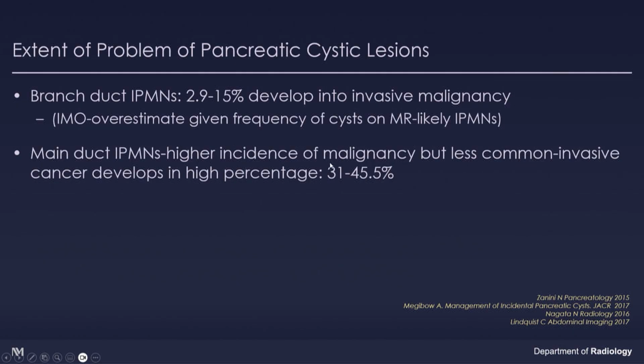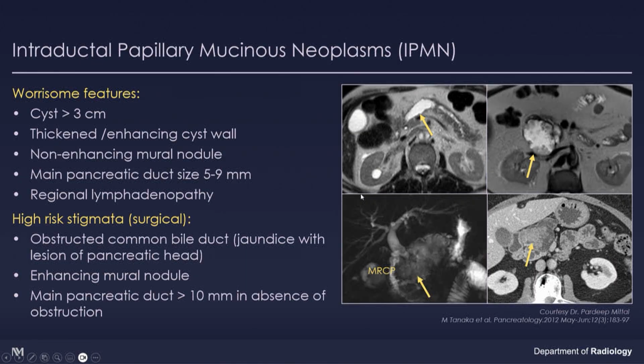What's the extent of the problem? Well, if you read the literature, and these figures may be even too high, branch duct anywhere from 3 to 15% develop into malignancy. And again, I think that's an overestimate. The main duct certainly has a higher risk of malignancy, and this too may be an overestimate, but the literature quotes anywhere from 31 to 45%. What do you want to do?